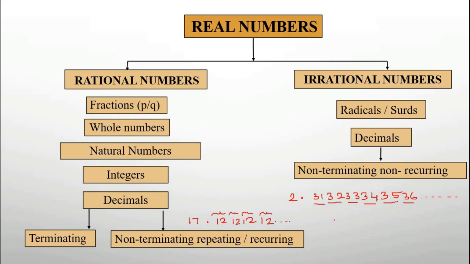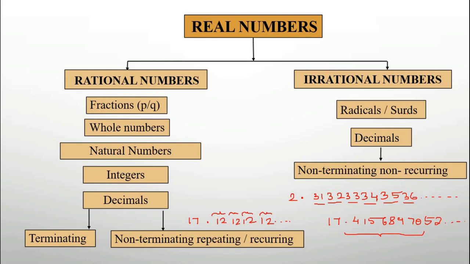Now another category could be, for example, 17 point, if I write it as 41568970052 and so on. You can still see here there are no repeating patterns observed. So these are non-terminating, they do not terminate, as well as they are non-recurring, they are not repeating themselves. So these also fall under the irrational numbers category. So these were just a few examples I mentioned for the rational numbers and irrational numbers.